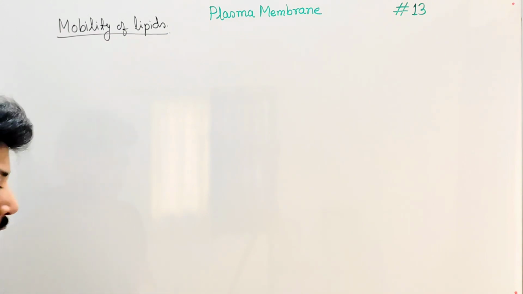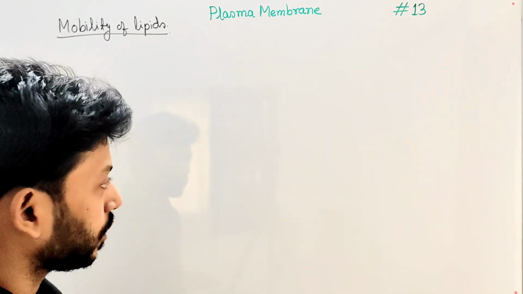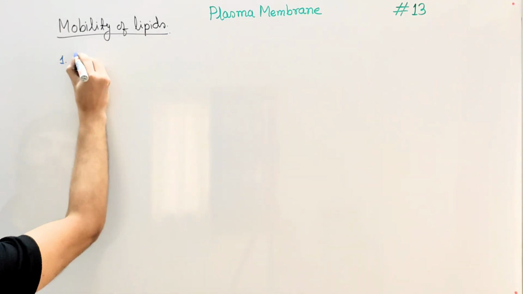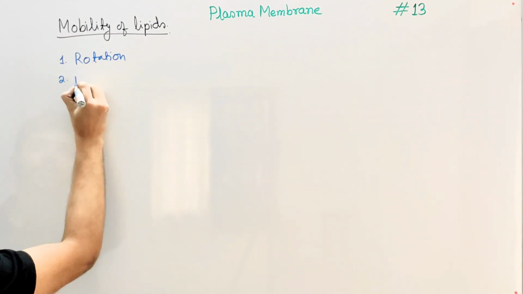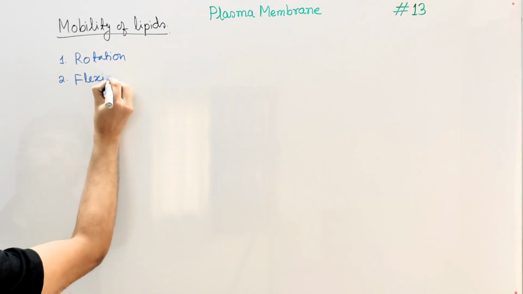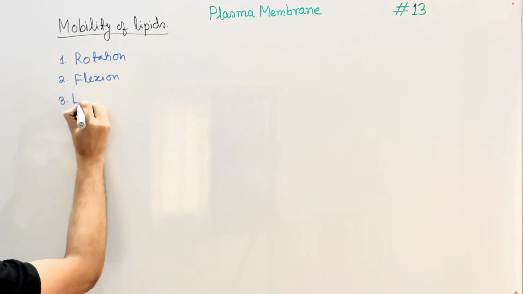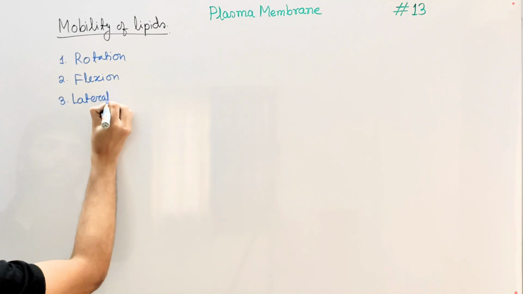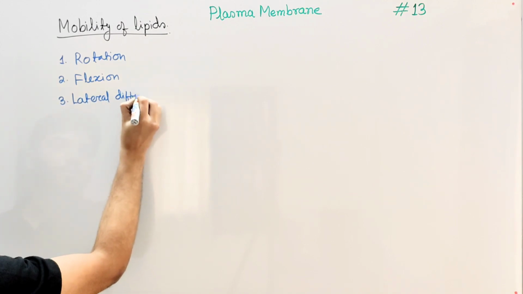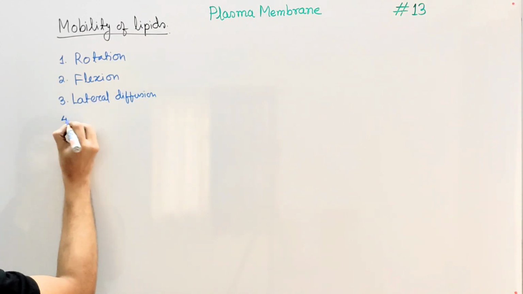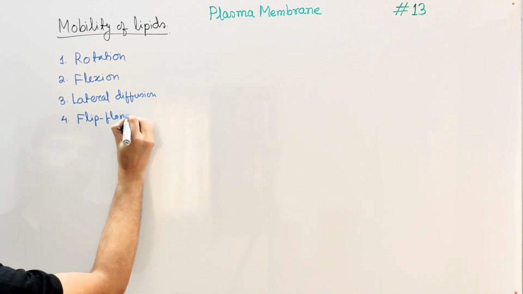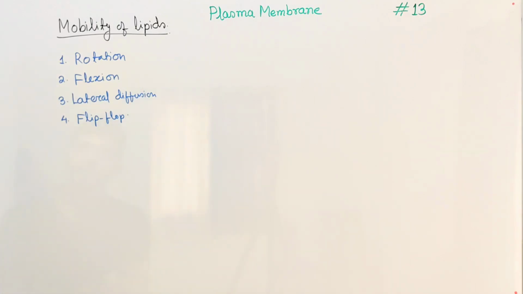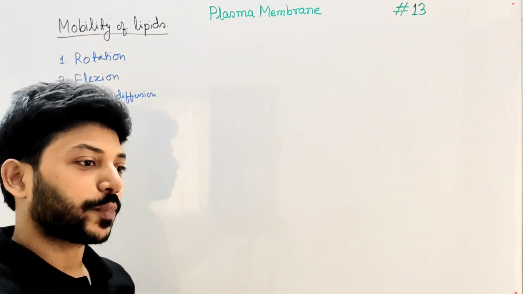Now there are four different movements performed by the lipid molecules. The first is rotation, second is flexion, third is lateral diffusion, and fourth is flip-flop movement. These three movements, rotation, flexion and lateral diffusion, occur in a particular leaflet.